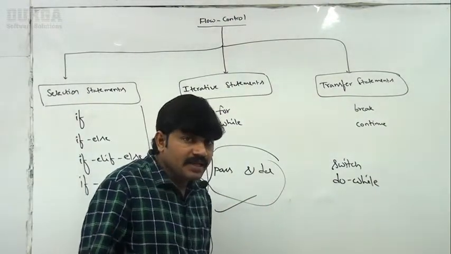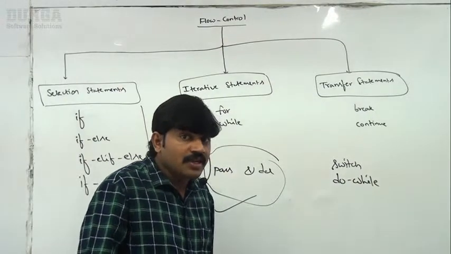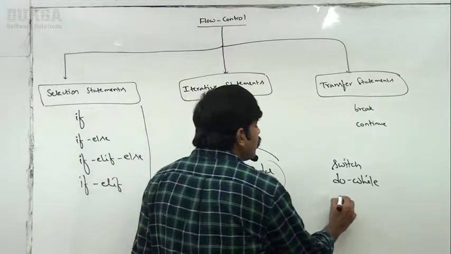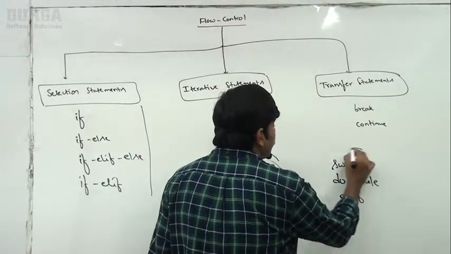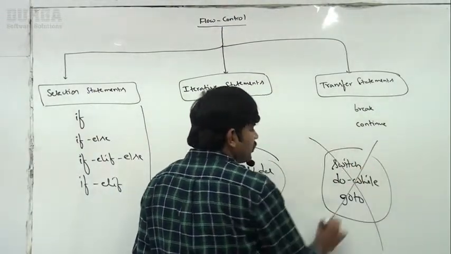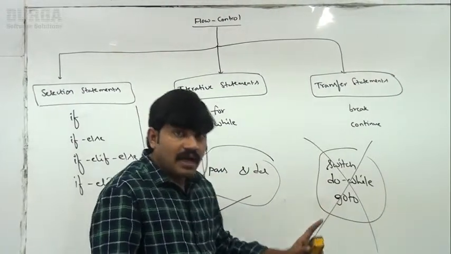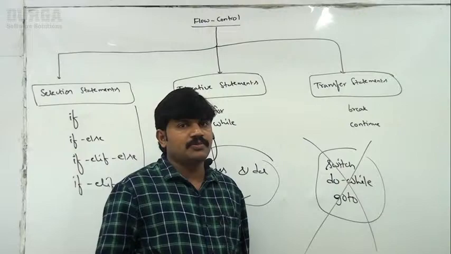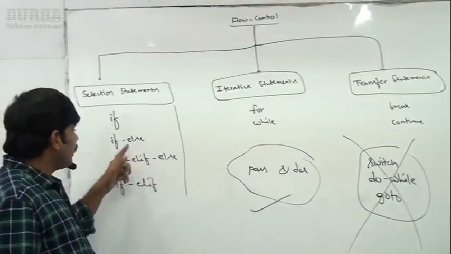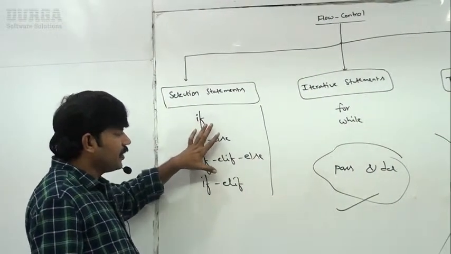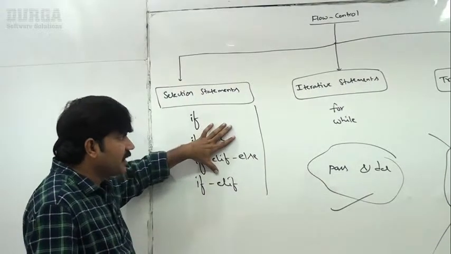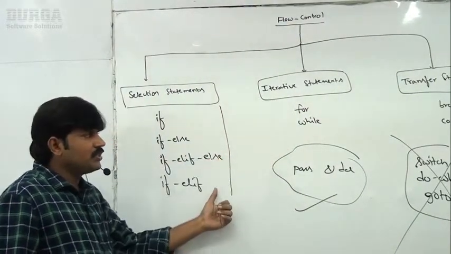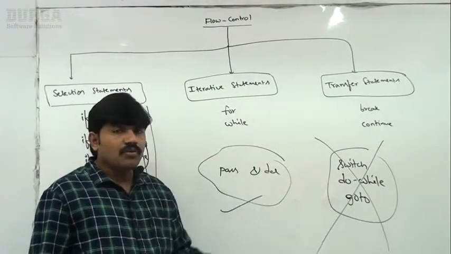Next, immediately you may ask, sir, goto statement is there in C language. Do you have such type of statement? Sorry man, no goto statement in Python. So switch statement, do while and goto, these things are not applicable in Python. Remember this one. Only if, else, elif and elif else, only this syntax. Next, for and while, there is no do while, there is no switch statement. Break and continue, that's all. Goto is not there, sir.